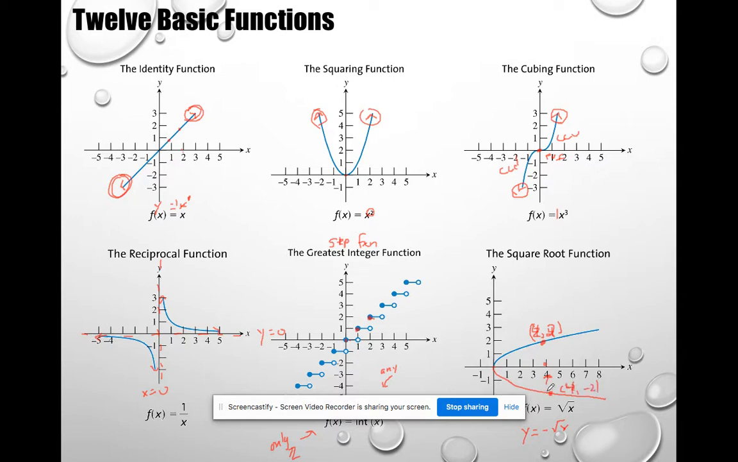But this entire sideways parabola has an equation x is equal to y squared, and that is not a function because when you input 4, the domain value of 4 has 2 different ranges. That breaks the function rules. Can't have it.